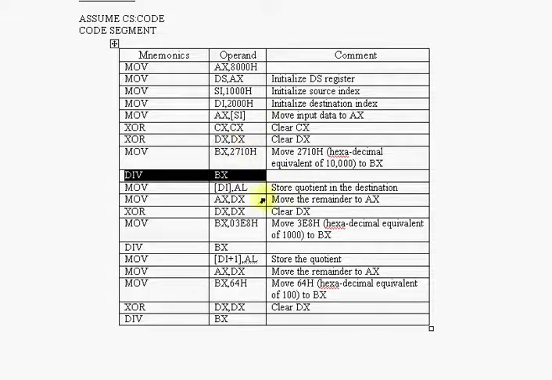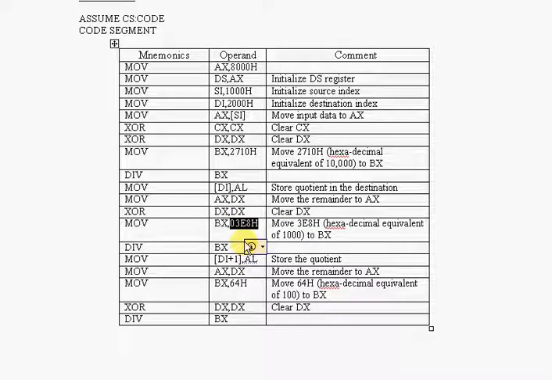So in AX, what happened? Only the effective data will be in AL. It doesn't occupy the complete AX register, it occupies only the AL register. So the AL register is stored in the destination DI. Good. Now the remainder is in DX, copy it to AX again, clear DX, and initialize BX with 1000.